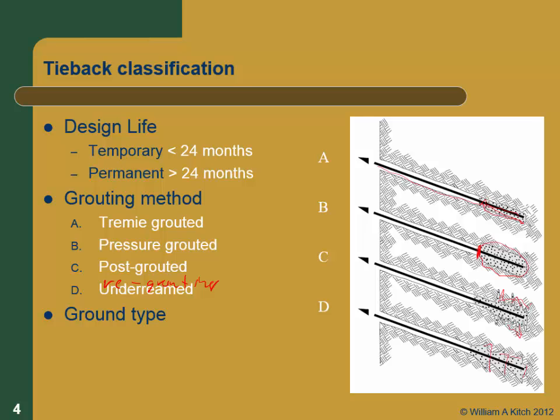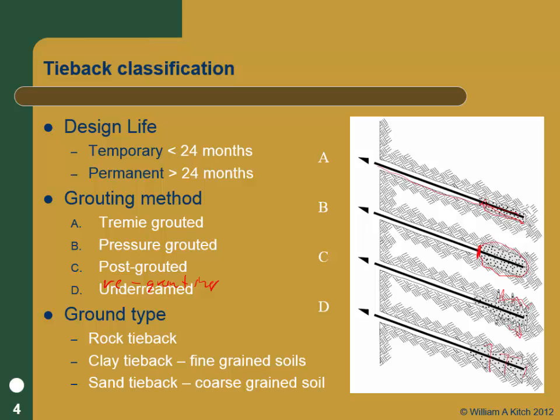And then we also classify them based on the type of ground that we're in. Here we divide our anchorage systems into three different ground types: rock, clays or fine-grained soils, or sands or coarse-grained soils. The bonding mechanisms and the bonding strength that you get in these three systems will differ substantially. So when we talk about the actual strength of the bond and the grouting system, the type of rock or soil you're in is important.